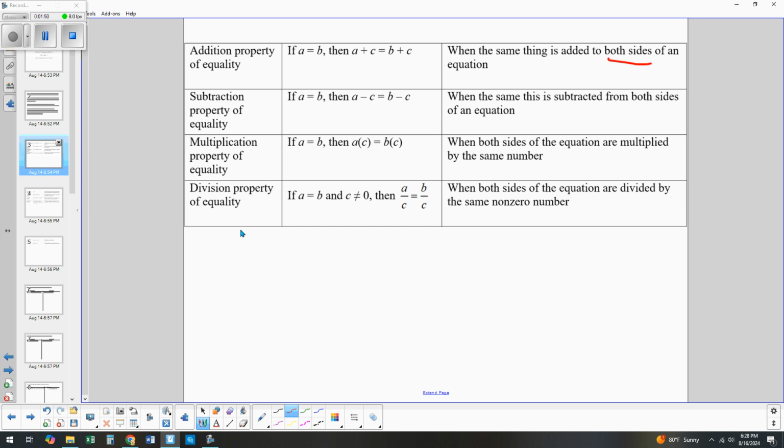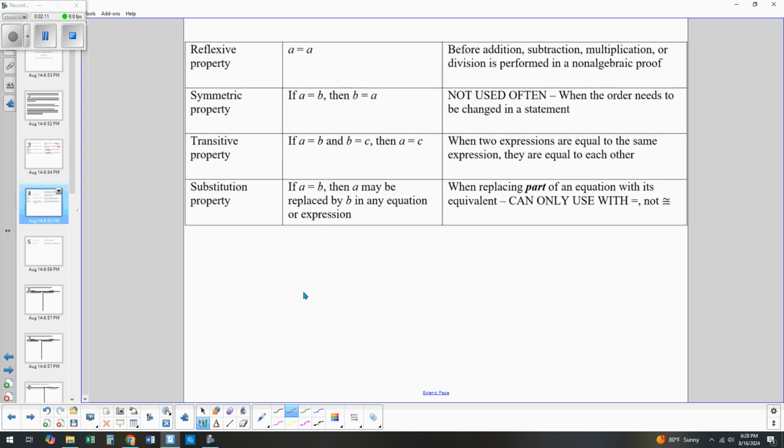The subtraction property is when you subtract the same thing from both sides. The multiplication property is when you multiply both sides of the equation by the same thing. And then the division property is when you divide both sides by the same thing, right? All of these phrases, or all of these terms, I should say, include the phrase both sides.